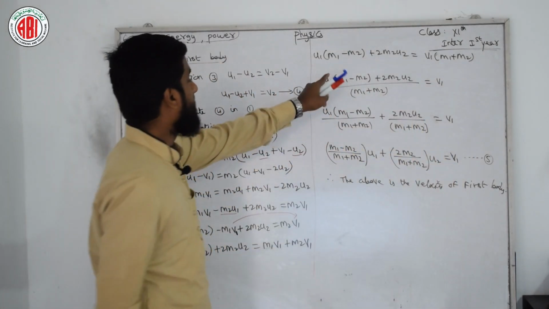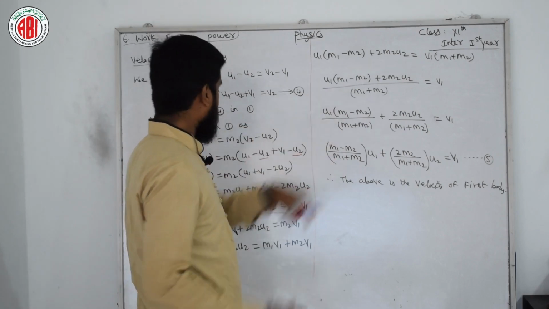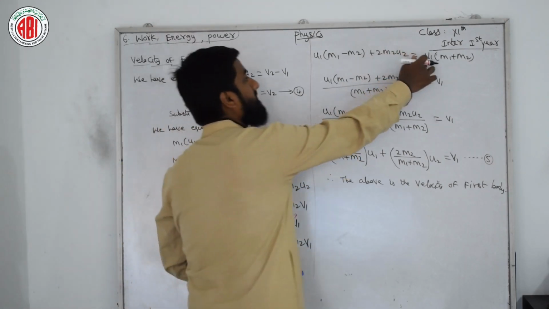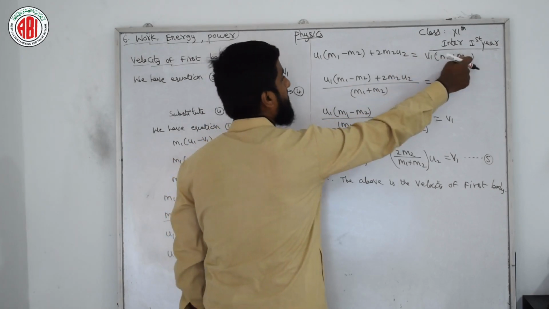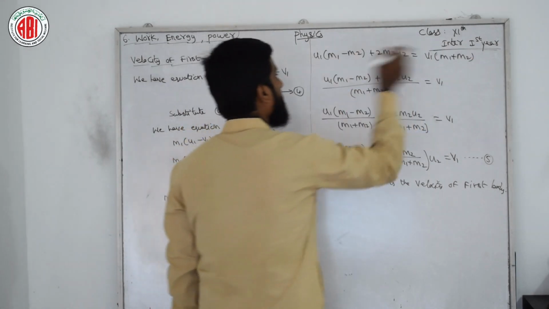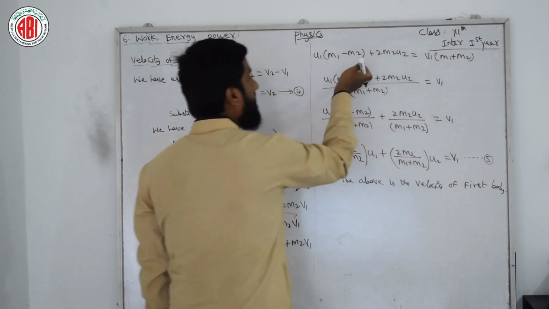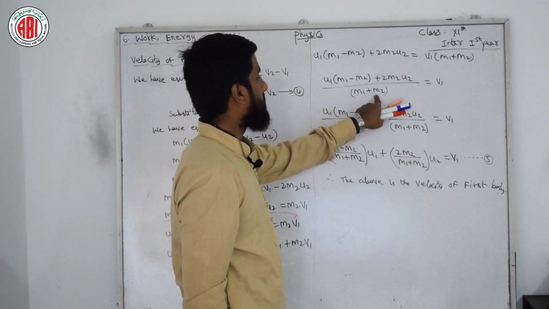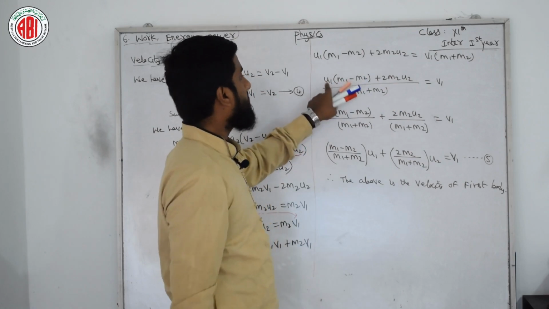After that we take v1 common from the RHS, the right hand side. So we remain with m1 plus m2. Now this complete m1 plus m2 goes to the denominator on the left hand side, and it becomes like this.